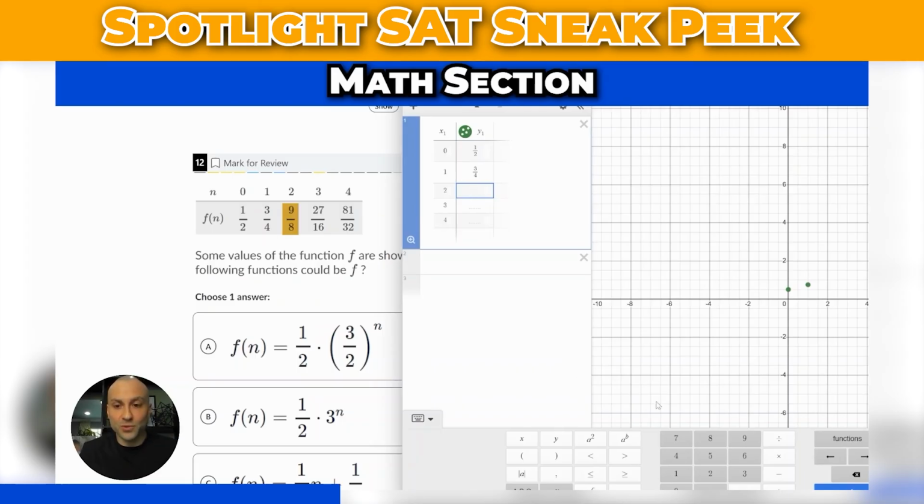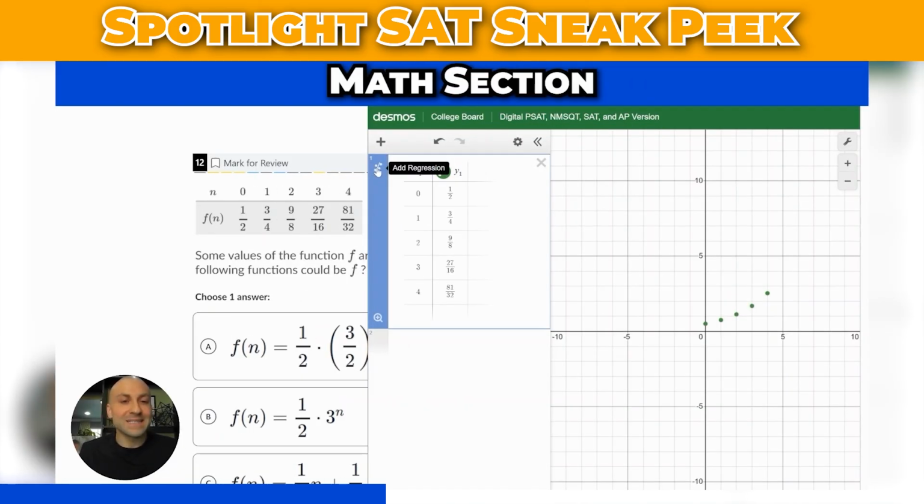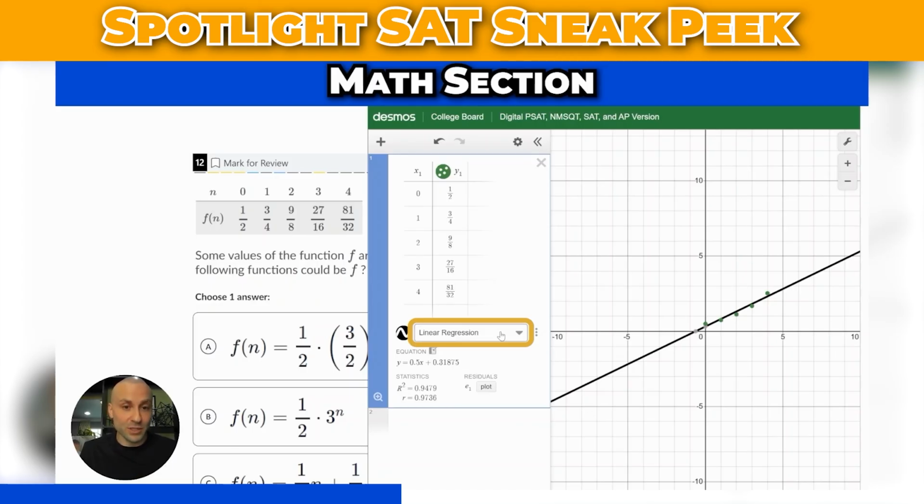But just to show you, we could do 9 divided by, which makes the fraction bar, 8, and then continue from there. So I'll go back to my keyboard, type these in, and now we have these 5 ordered pairs plotted for us. And notice that over here, it says add regression. So we're gonna go ahead and click there, and they give us a variety of options. The default is linear regression, but notice that's not fitting this model so well.